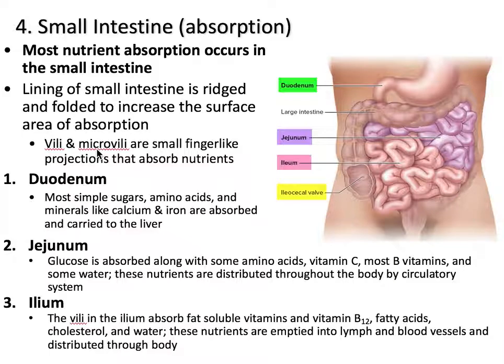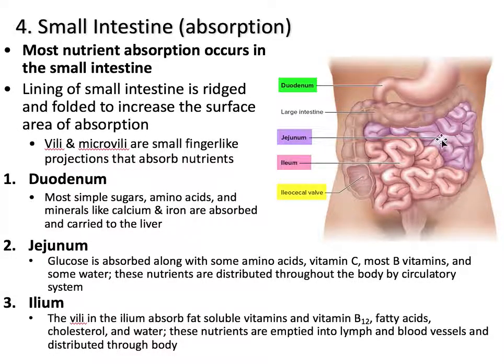So back to the small intestine. We already talked about the duodenum, and this is where simple sugars, amino acids, minerals like calcium and iron are absorbed and they're taken to the liver, often for storage. And after that point, the food is going to move from the duodenum into the jejunum, which here is in purple. And glucose is absorbed here. So are some of the other amino acids. Vitamin C is absorbed here, vitamin B, and some water. And these nutrients are distributed throughout the body by your circulatory system.